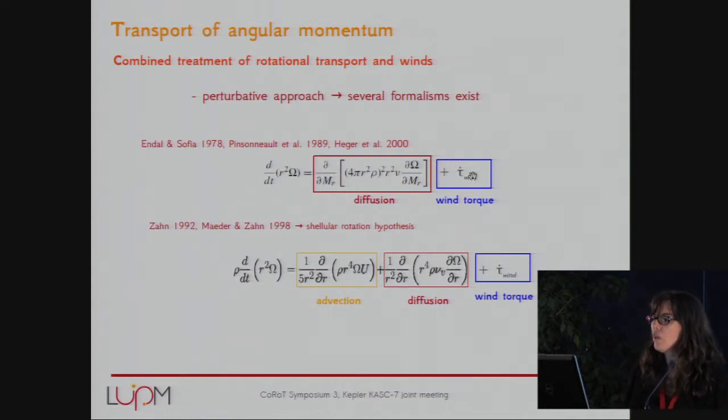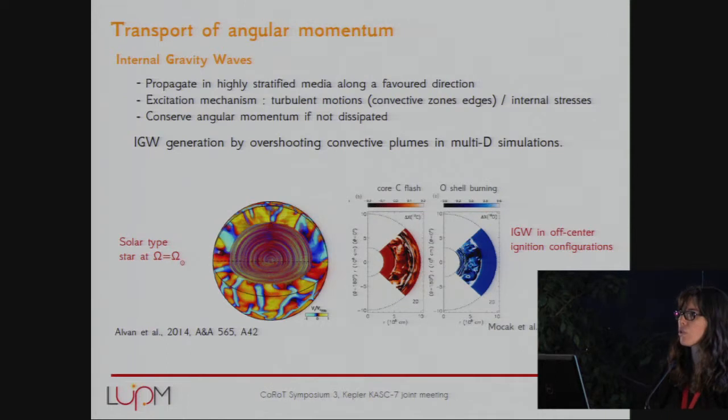And then for sure, of course, you add the wind torque, which will exert some more constraint on the angular momentum and drive it at some phases. So this is how we treat the angular momentum with rotation and winds. As I told you, there are other processes that will also lead to the transport of angular momentum.